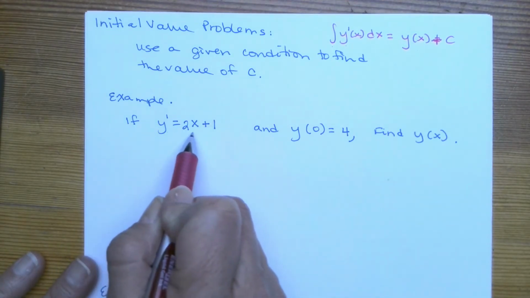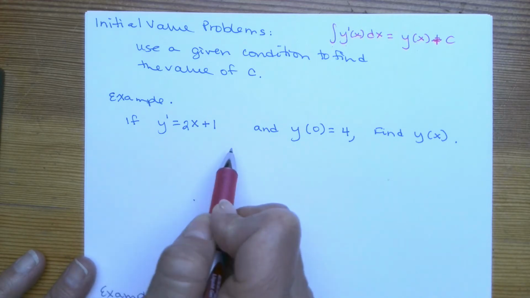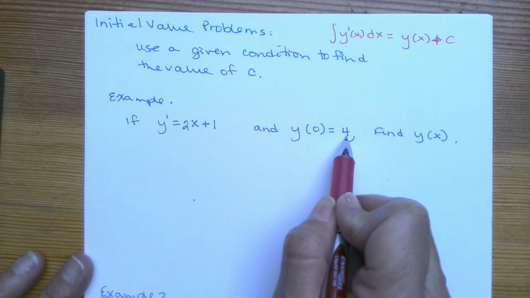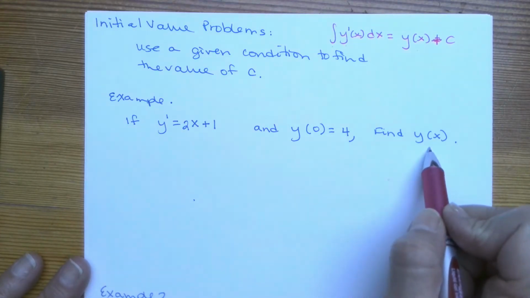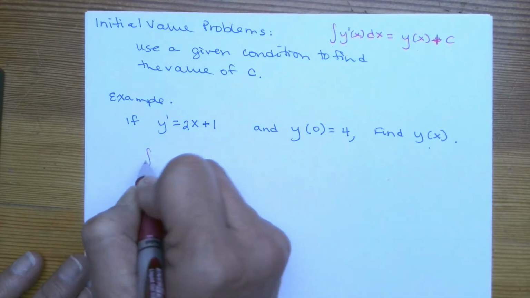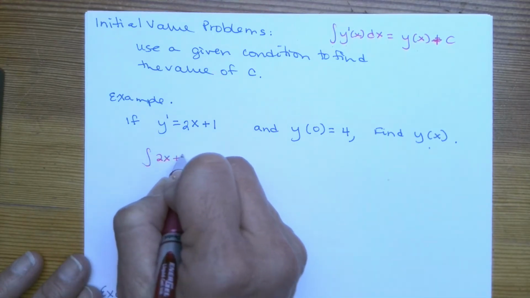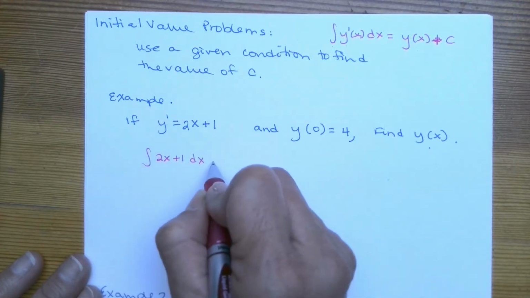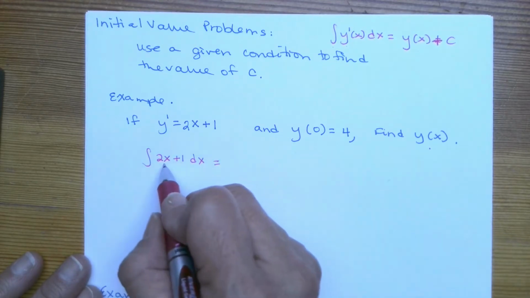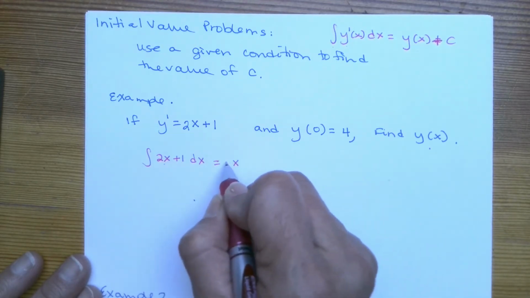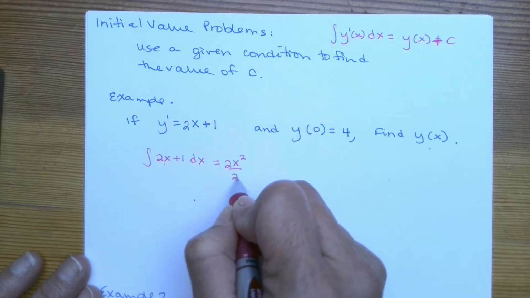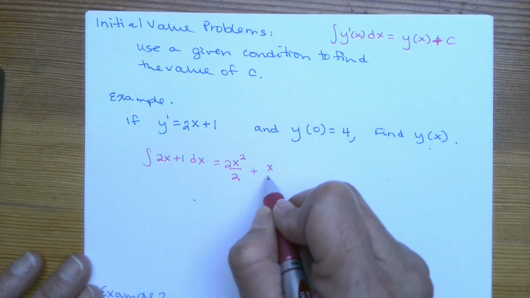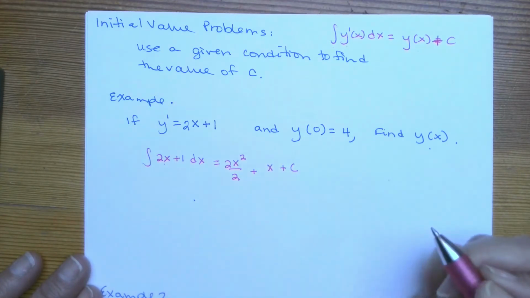If y prime equals 2x plus 1, so we know the derivative, we know the rate of change, and we also know the function value at 0 equals 4, we can find y of x. So here we go. First thing we do is integrate y prime dx. We'll use our rules that we know. Power rule for the 2x: 2x squared divided by the new power, so add 1 and divide by the new. Integrate 1, that'll be 1x over 1. And then we have our plus c.